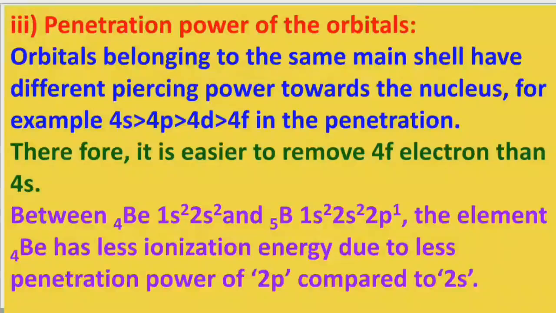Boron has less ionization energy due to the lower penetration power of the 2p orbital compared to the 2s orbital. In boron, valence electrons are present in the 2p orbital. So we can easily remove electrons from boron compared to beryllium, because in beryllium the valence electrons are present in the 2s orbital, and the 2s orbital has high penetration power compared to the 2p orbital.